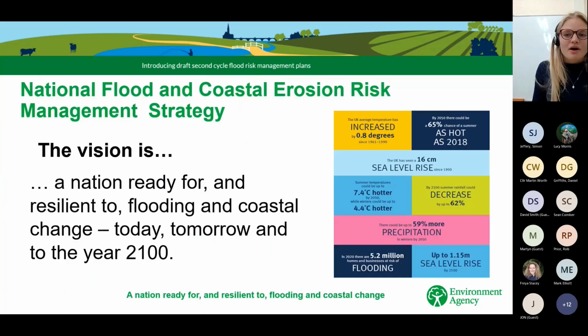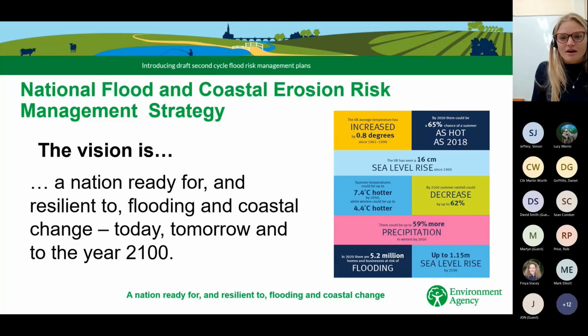So I'm just going to provide you with a bit of context to start with of why we've got flood risk management plans in England. They are our local delivery mechanism for delivering the National Flood and Coastal Erosion Risk Management Strategy. Hopefully you're familiar with it, but this is a strategy for the whole of England of how we want to manage flood and coastal risk for the next 100 years. So this is the vision: a nation ready for and resilient to flooding and coastal change.